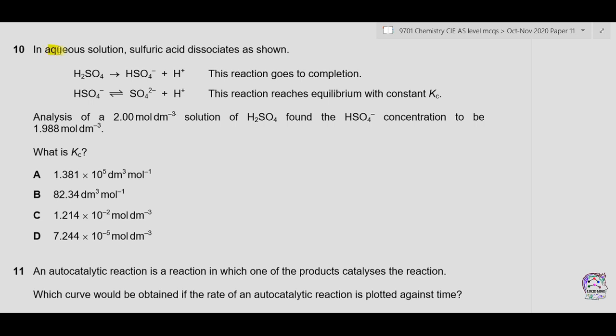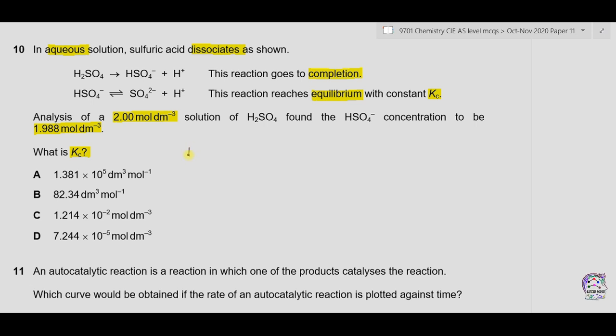Question 10. In aqueous solution, sulfuric acid dissociates as shown. This reaction goes to completion, and this is the second reaction in the dissociation, which reaches equilibrium with constant Kc. Analysis of a 2 mol per dm³ solution of H2SO4 found the hydrogen sulfate concentration to be 1.988 mol per dm³. What is Kc?